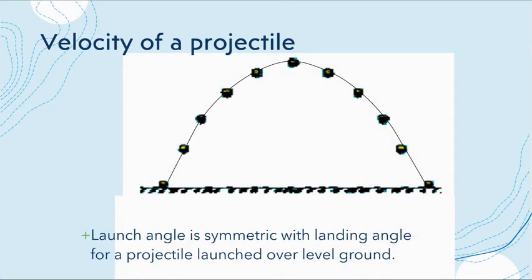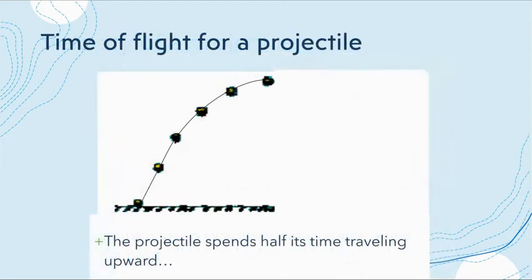Now, launch angle is symmetric with the landing angle for the projectile. So our angle here is going to be equal to our angle there, except one is our angle above the horizontal and one is our angle below the horizontal.